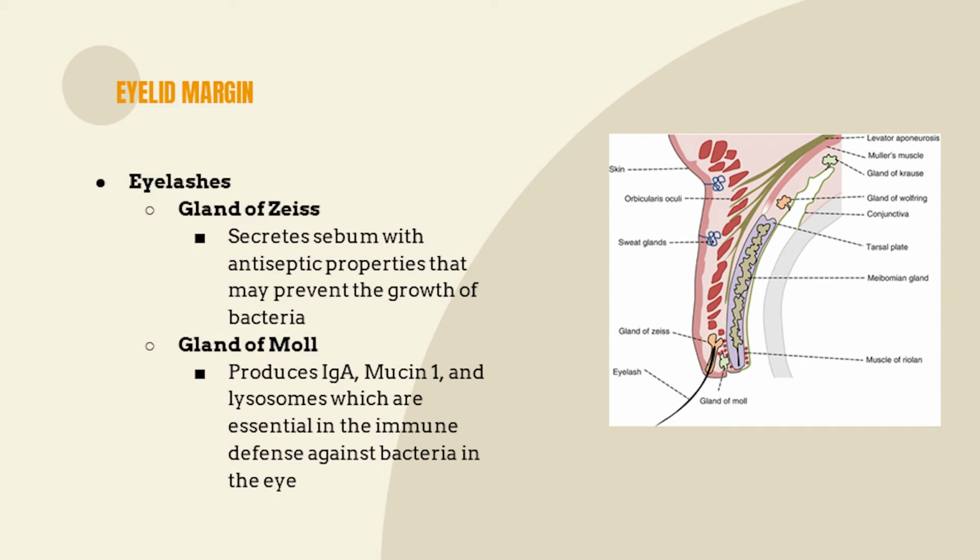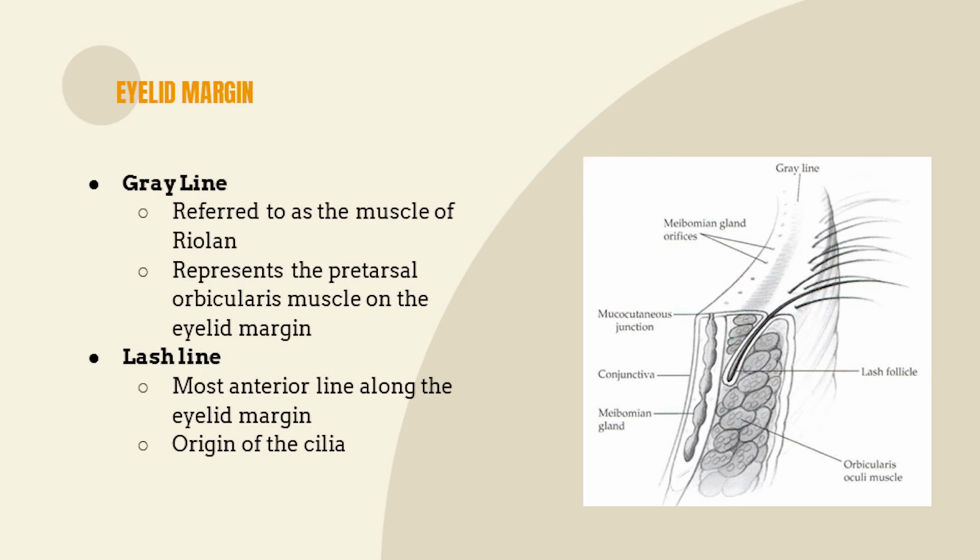Next, we have the gland of Moll. The gland of Moll produces IgA, mucin 1, and lysosomes, which are really essential in the immune defense against bacteria in your eyes. So when these glands become clogged or blocked, it can lead to inflammation caused by bacterial infection.